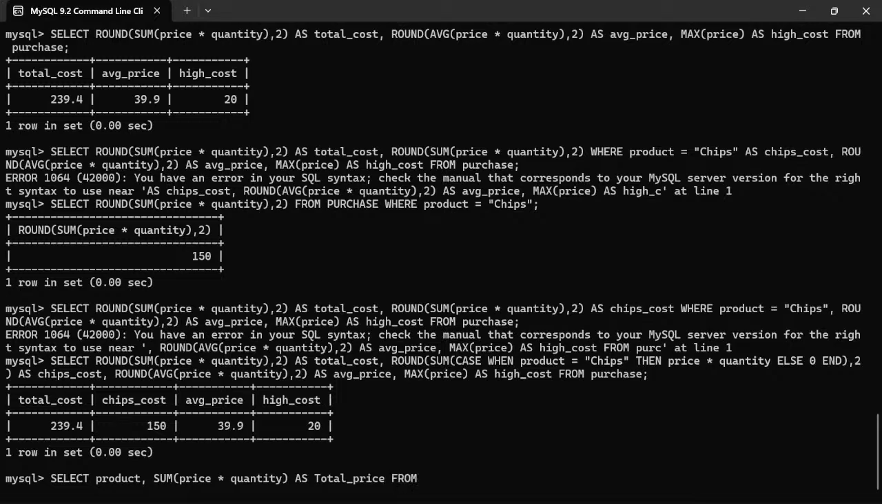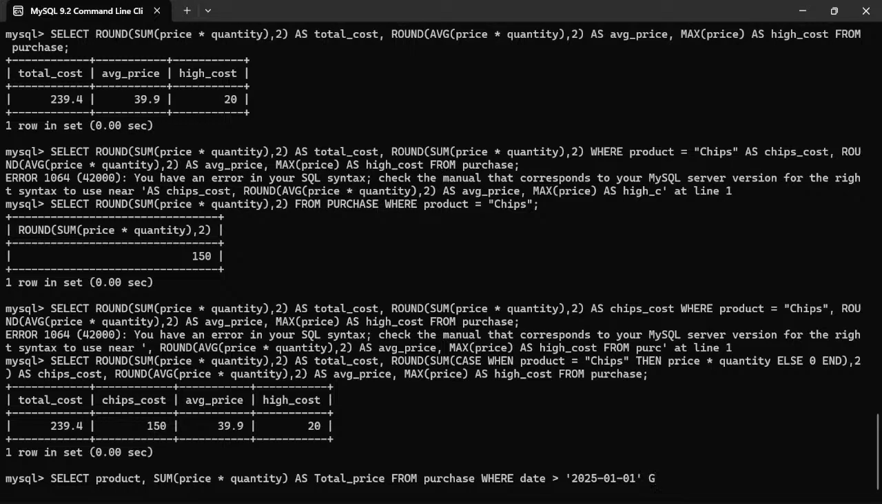From the table. What is the table name? Purchase. Okay, let's say where there is a condition, where date is greater than, let's say... okay, will it work? No, it will not work. So here comes first, then one, and then this.